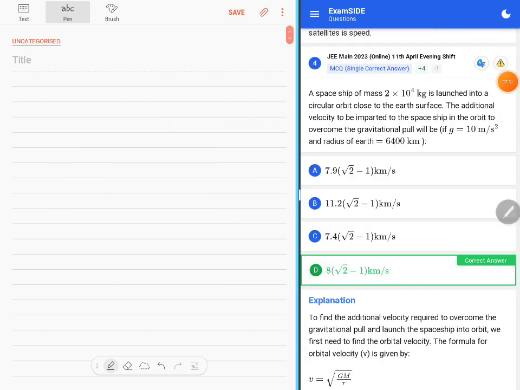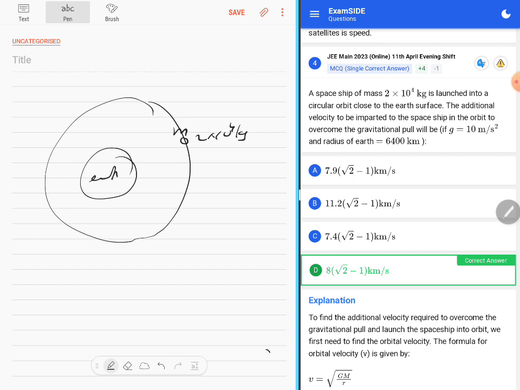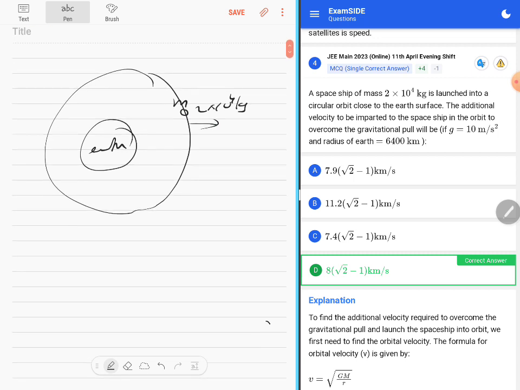The next question is: a spaceship of mass m, which is 2 into 10 to the power 4 kg, is launched on a circular orbit around the Earth. The additional velocity that is to be imparted to the spaceship so that it will escape from the orbit into the outer atmosphere, which means the given velocity should be sufficient for the orbital velocity plus a small amount of change. This is the escape velocity. So the escape velocity should first be able to put the satellite in orbit and a small additional velocity, delta V, will allow it to escape.